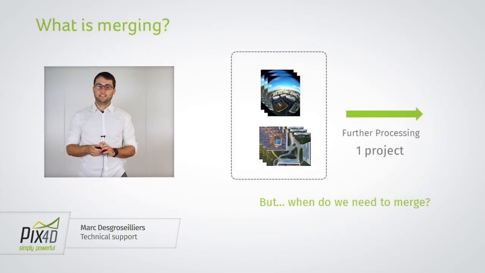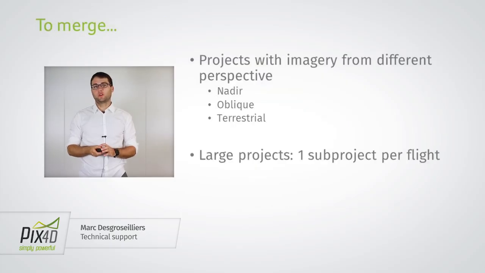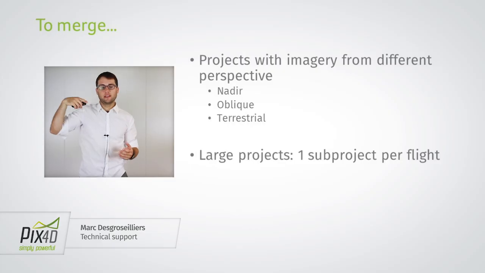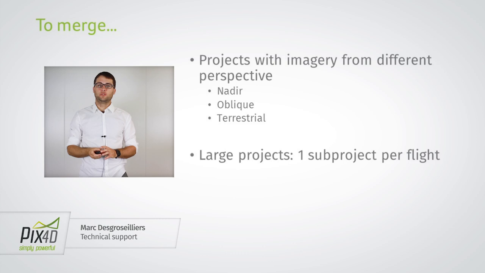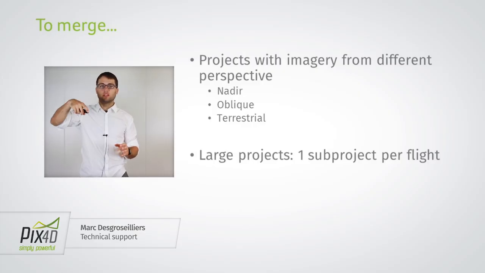So, in which cases would you like to use this feature? Well, the first use case is when you have several types of imagery. So, for example, you flew with your drone and you have nadir imagery, because you did a grid flight, and then afterwards there was a building in your scene, and you were interested in having more resolution, like more details of this building. So then you did a circular flight around this building.